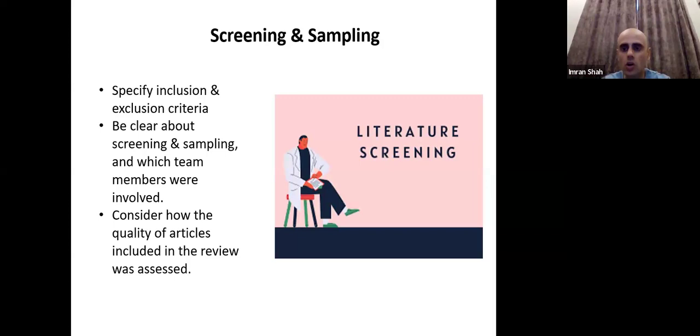Because readers these days, they are very alert. And these days, your references come up with numbers. It will tell you which were impact factor journals, which were journals which did not have an impact, and which were perhaps predatory journals. So you will not want predatory journals to be cited in your review article. That is also an important part of screening and sampling. That is assessing the quality of the articles you are citing.